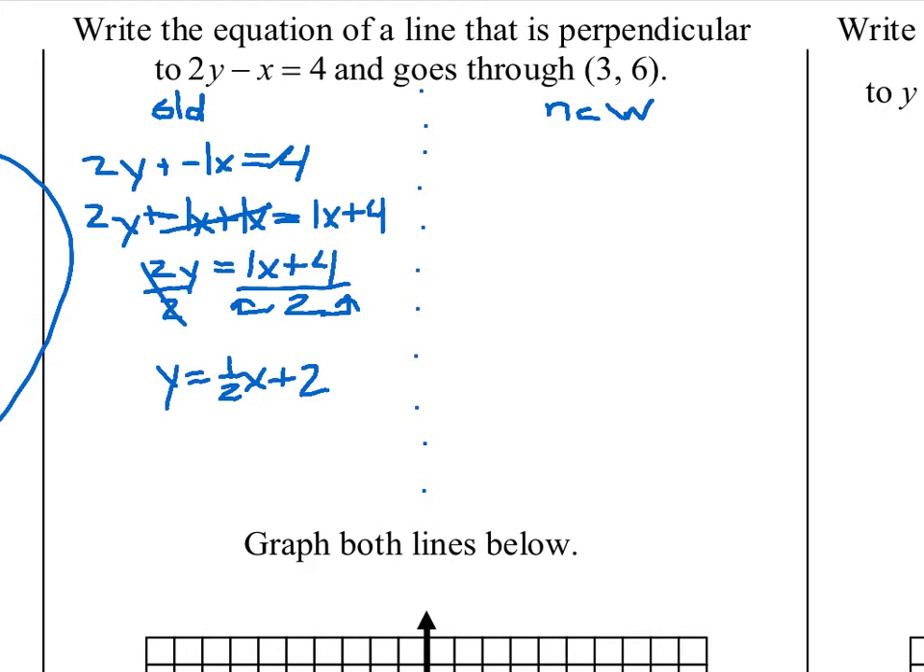What's the slope of my original equation, Madeline? And what is the slope of my new equation? Raisa, how'd you get negative 2? So she took the original slope, she flipped it over, and she also... Raisa, what else did you do? Yeah, you switched the sign. It went from a positive to a negative. So our new equation is y equals negative 2x plus b.